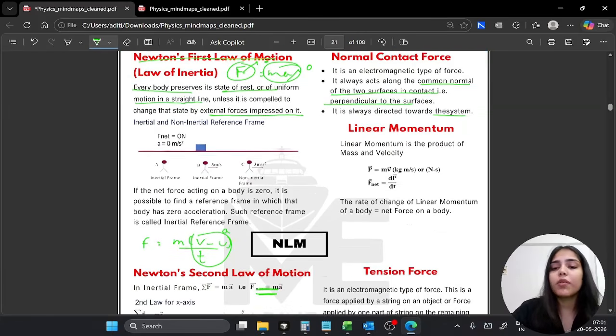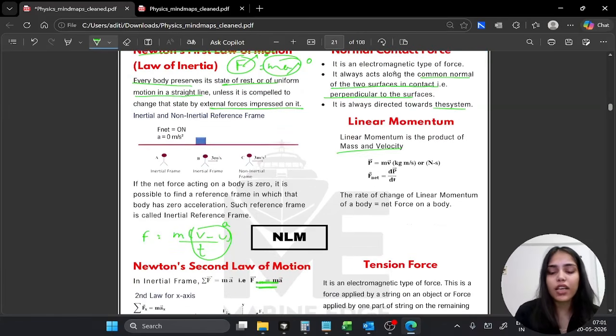Now, linear momentum, what would it be? It is a product of mass and velocity, right? And the rate of change of linear momentum is equal to force.